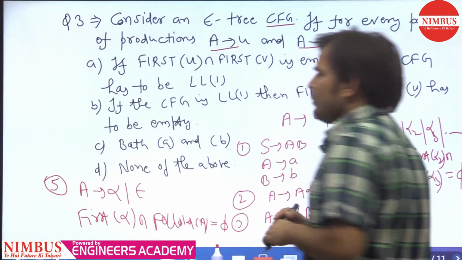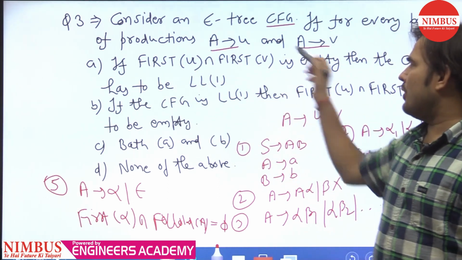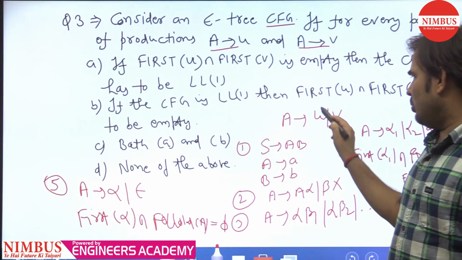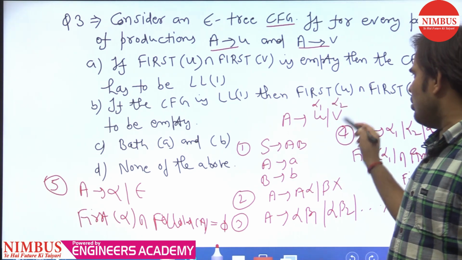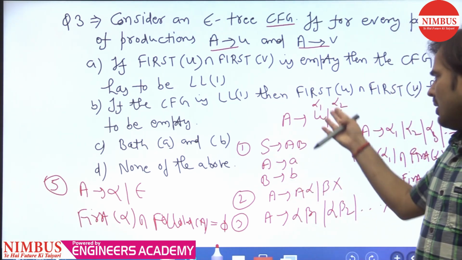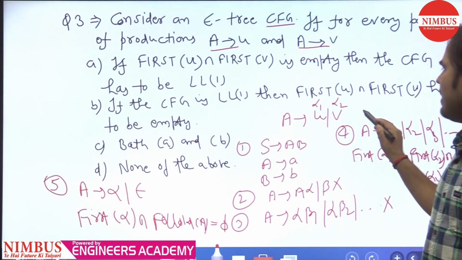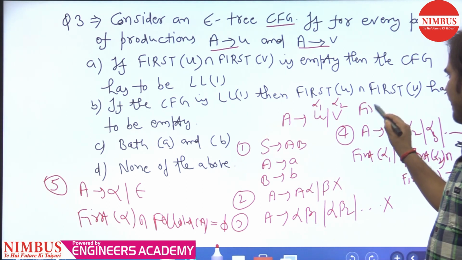Now let us read our options. If first of u intersection first of v, this is nothing but this one. So this is alpha 1 and this is alpha 2, and these are the terminals. So first of alpha 1, what will be the first of a terminal? It will be the terminal itself.